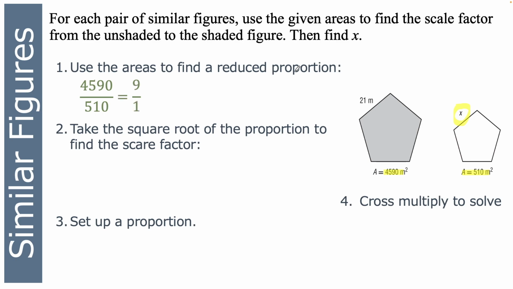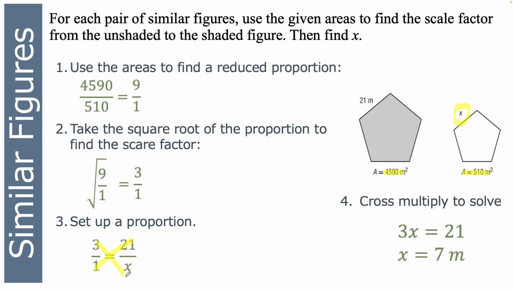Now before, we would square the scale factor. This time, if we want to go from the two dimensions of area to the one dimension of the sides, I'm going to take the square root of the scale factor. So the square root of 9 over 1 is 3 over 1. And go ahead and leave it in a fraction because that's going to make it easier to cross multiply here in just a second. Now we've got our scale factor for the one dimension, the sides, and here's my proportion. 3 over 1 equals 21 over x. And then we'll cross multiply. 3x equals 21. So x equals 7 meters.